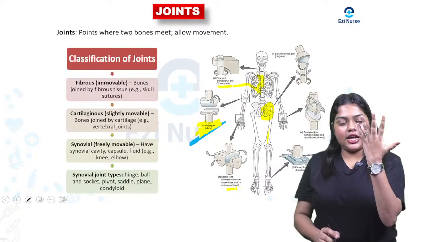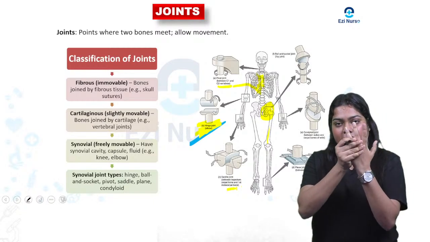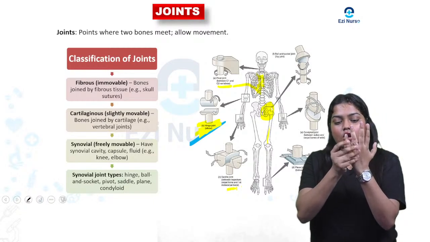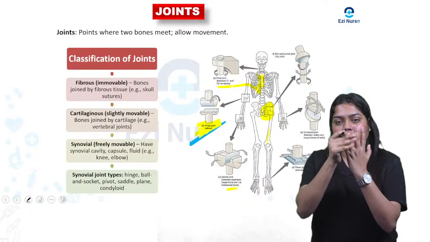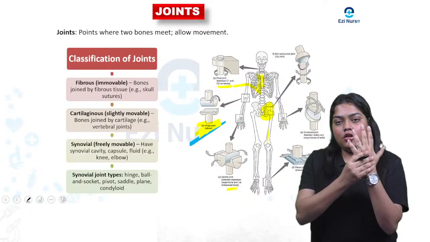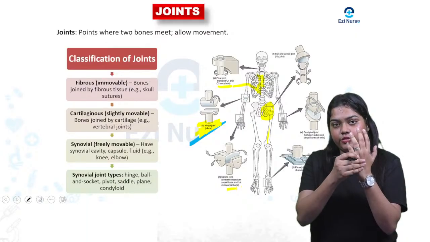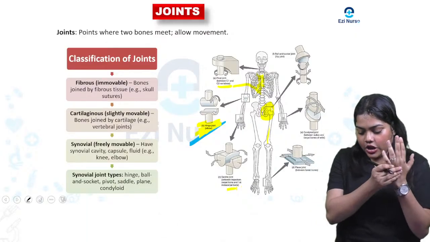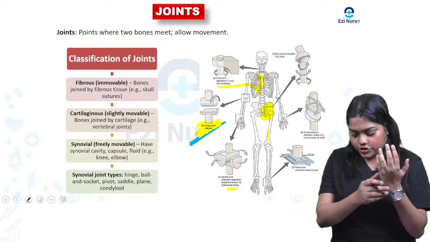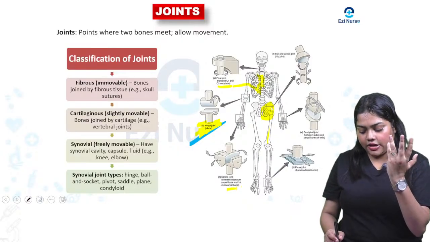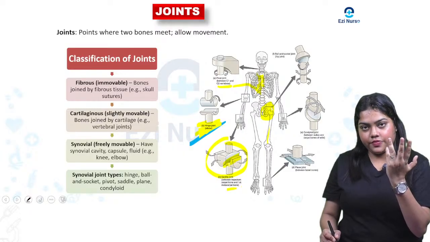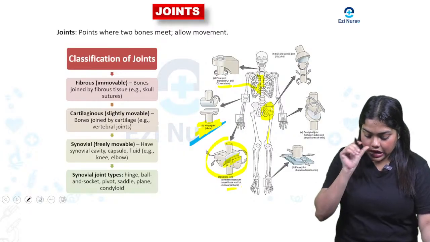If you see the hand, we have carpals and metacarpals, right? This up to this is the metacarpals, and these small bones are phalanges. The joint between the carpal and metacarpal is called the saddle joint. You can see how I am moving and see the picture. You can understand it will move like this. Understood? So this is the saddle joint.